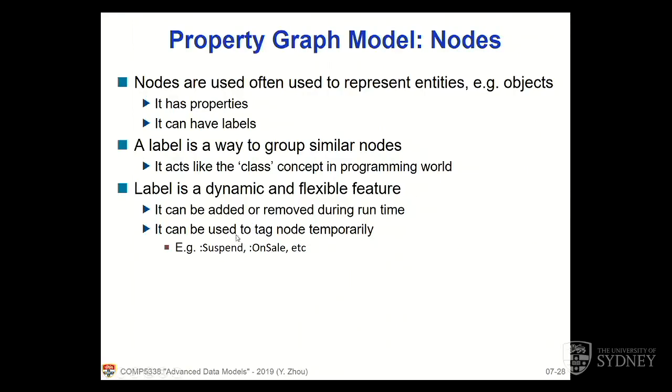So it's very dynamic and flexible. It can sometimes be used to tag a node temporarily, like we want to say this node is suspended, or that a particular item is on sale only for this period of time, and after that we can remove the label. Here, this is a node with two labels and two properties. The labels are person and actor, so it's both a person and an actor, and the properties are name and born.